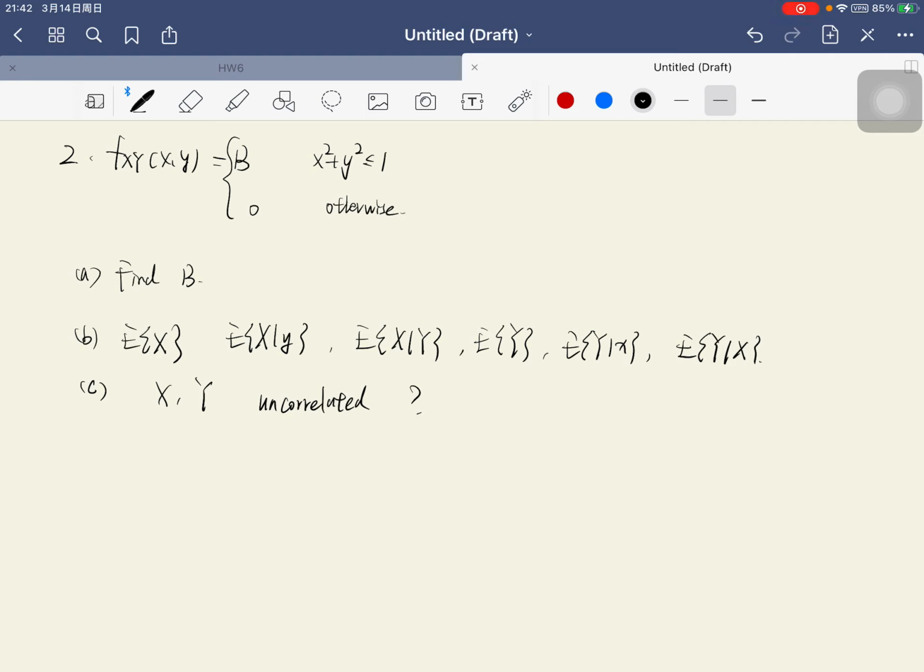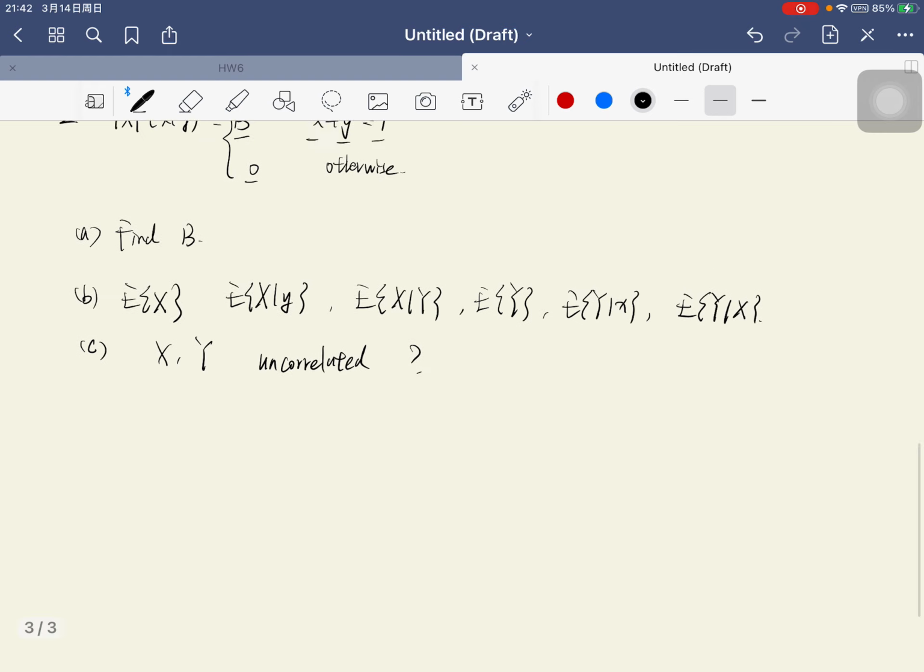Hello everyone, my name is Han Shengxiang and this is question 2 of homework 6 in the course Probability and Stochastic Processes. In this question, there is a density function of (X, Y) equal to b when x^2 + y^2 is smaller than or equal to 1, and otherwise the value is equal to 0.